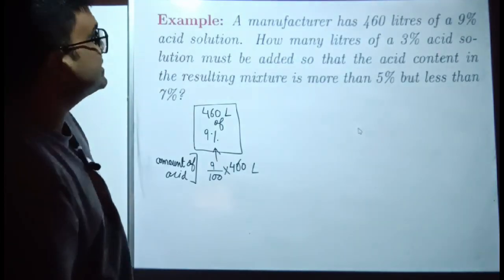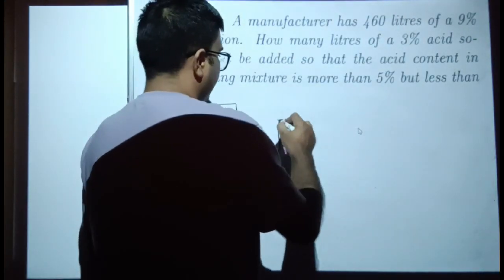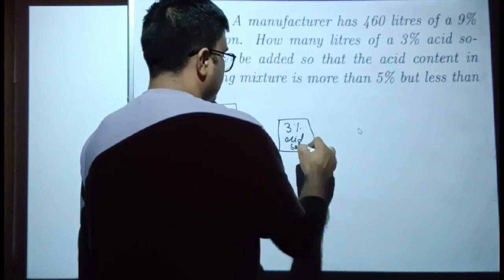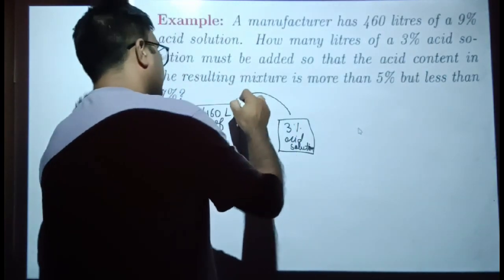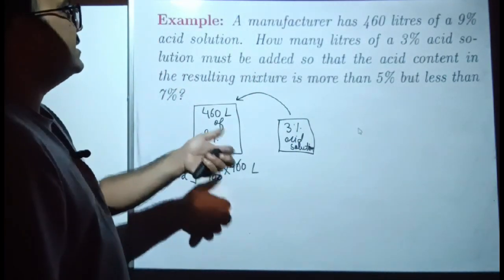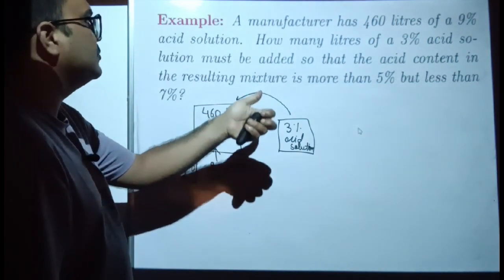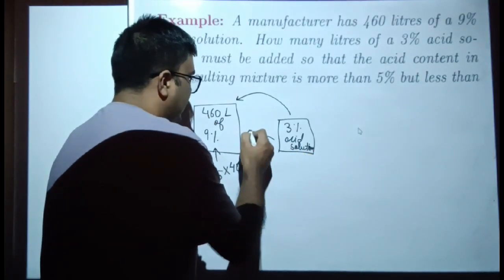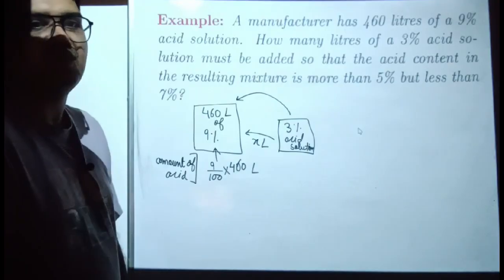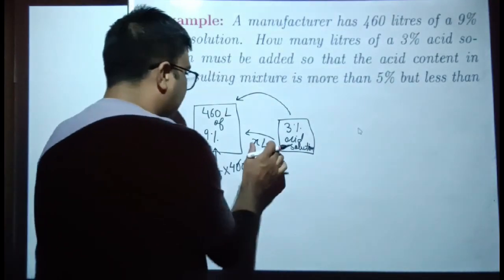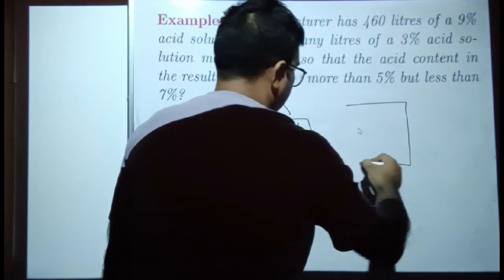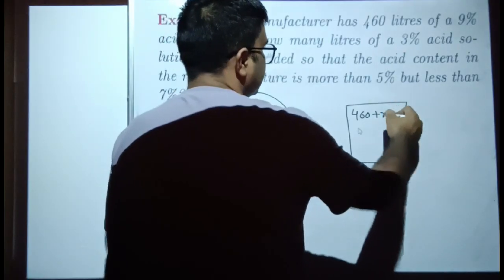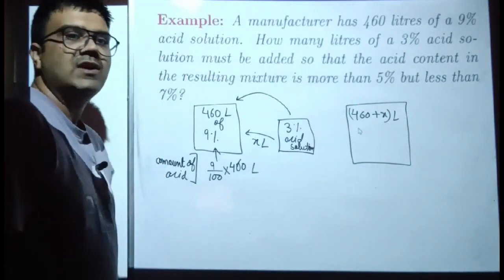How many liters of 3% acid solution must be added to it, so that the acid content in the resulting mixture is more than 5% but less than 7%? Suppose the amount we add is x liters. When we add x liters, the new solution we obtain is 460 + x liters.